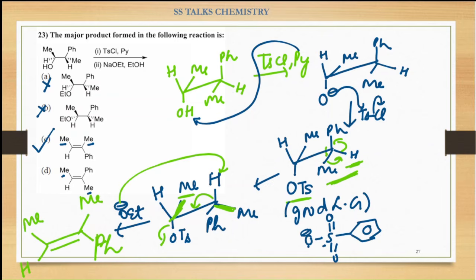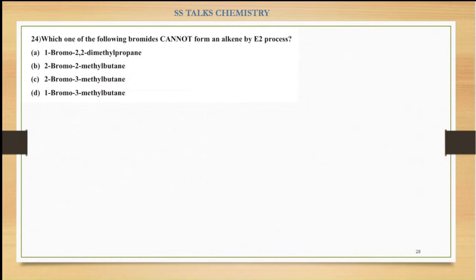Okay. So now let us move on to the next question. We have this one. It says which of the following bromides cannot form an alkene by the E2 process. So for the E2 process, as we have done in the previous case, the leaving group on one of the carbon centers, and the hydrogen atom on the adjacent position, should be at the anti position to one another, or there should be the presence of a hydrogen atom for the E2 elimination to take place.